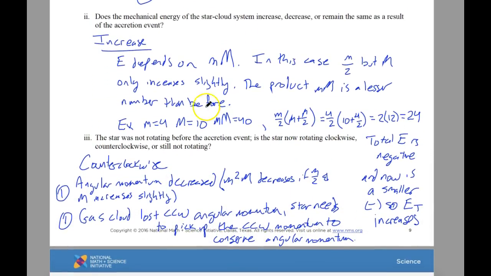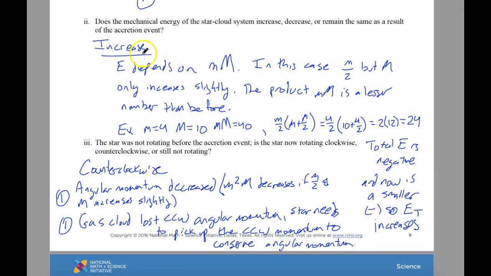So this one you're going to see I had to use more space here. It should increase. The energy depends on the combined or the product of the masses. So in this case, when I take M, which is the gas cloud, and divide it by 2, and I add that to big M, it only slightly increases. So the product of the masses is smaller than before.